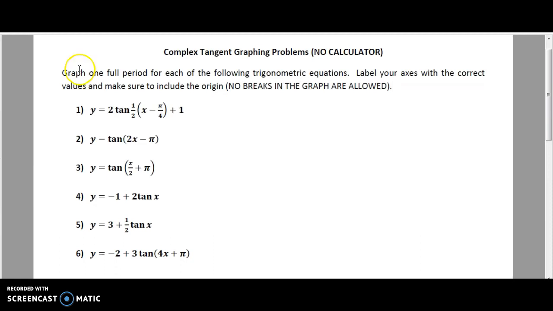So we're going to use number 1 here, y equals 2 times the tangent of 1/2 quantity x minus pi over 4, plus 1. So I'm going to go right to the solutions here and walk you through the solutions so you can understand where the various things came from.